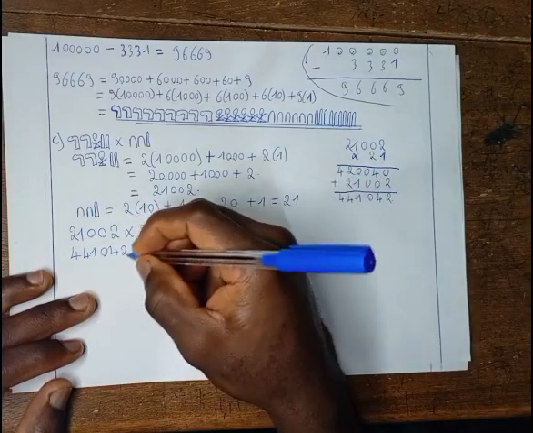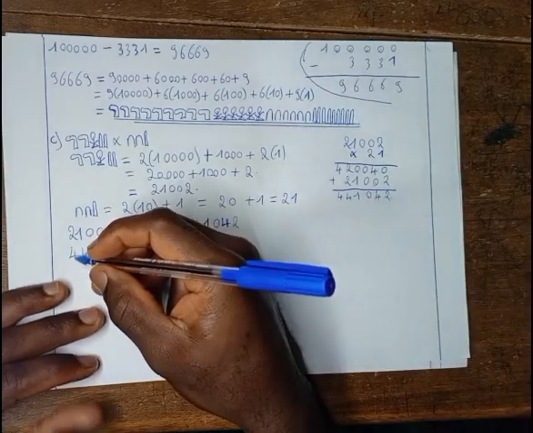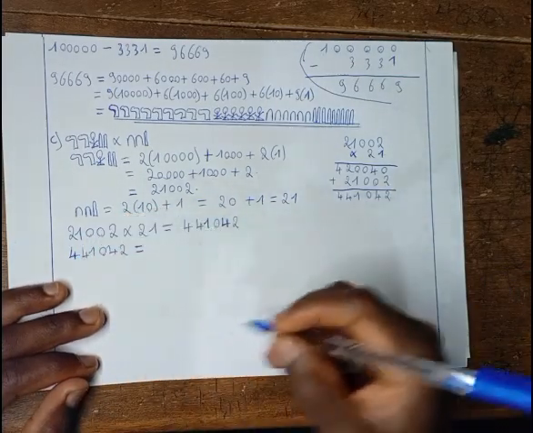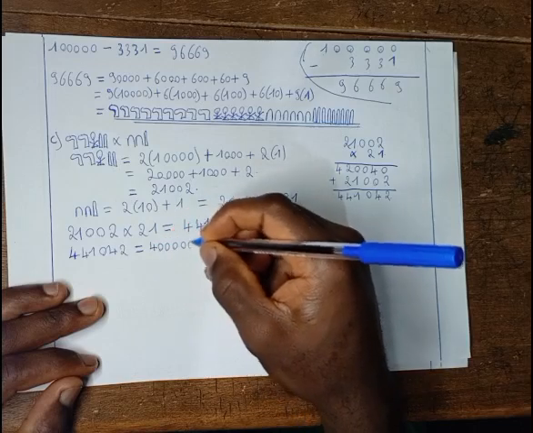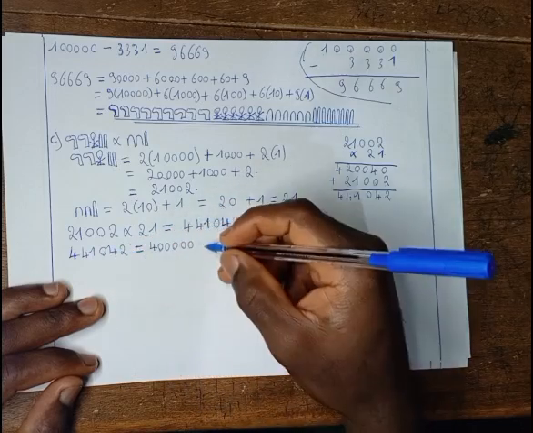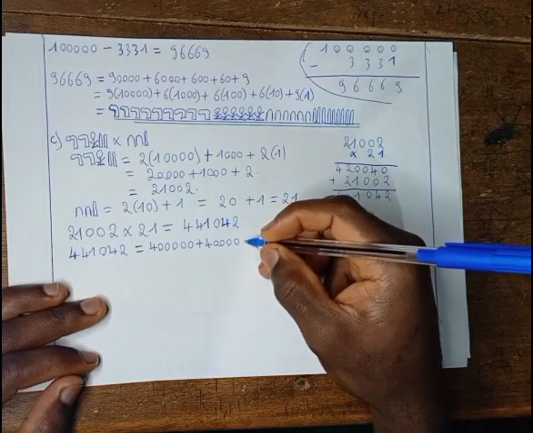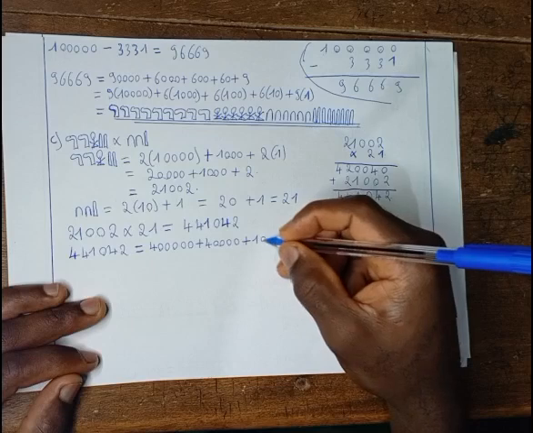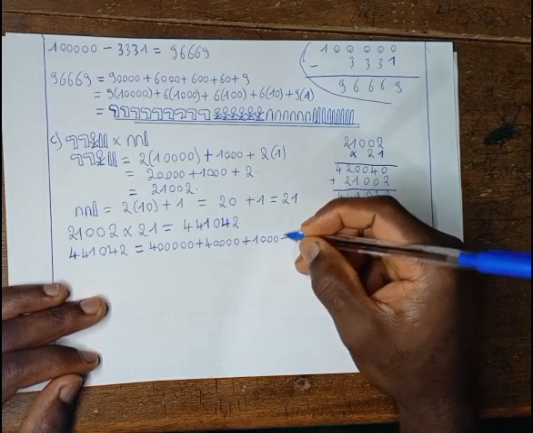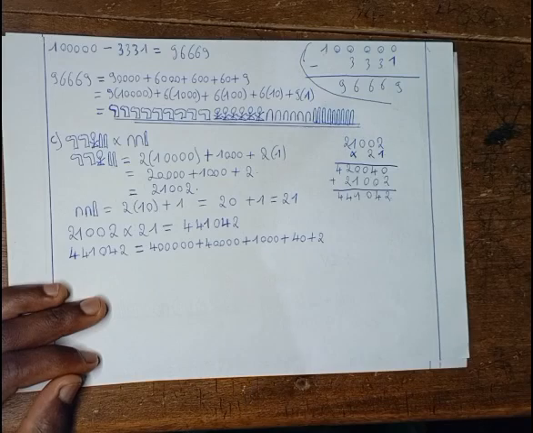Next, we have to convert 441,042 to Egyptian numerals. We know this 4 has a value of 400,000. The second 4 has a value of 40,000. Plus 1 has a place value of 1,000. We are going to ignore 0. 4 has a value of 40 plus 2.